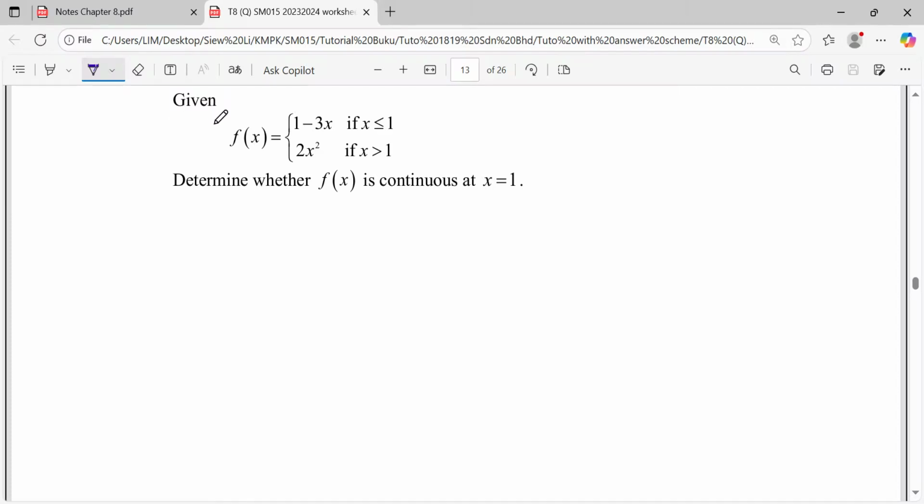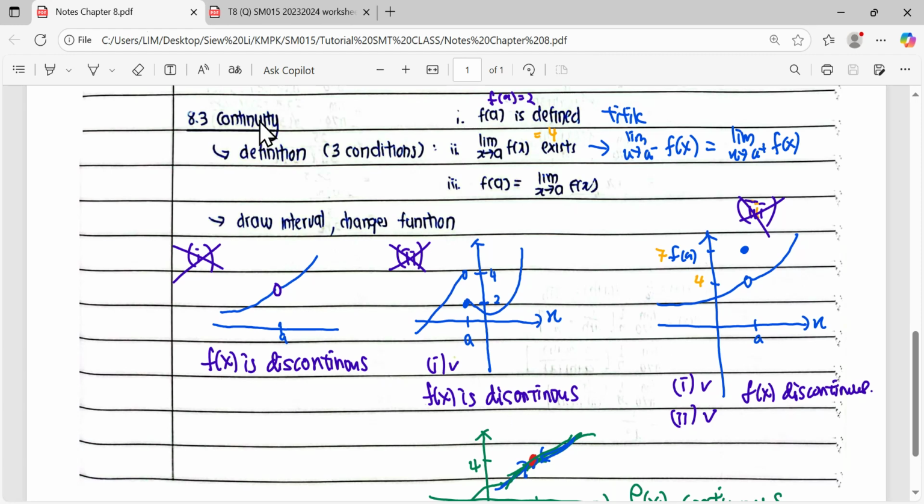Hi everyone, for this question, given a piecewise function here, we need to determine whether this function is continuous at x equals 1. In the concept of continuity, when we want to identify whether a function is continuous or not, we need to go through these three conditions. The first one: we have to identify whether the point is defined, meaning the point exists or not on the dot. Then we need to find whether the limit as x approaches a for the function exists. If the point and the limit exist, and the third condition, they are equal to each other, then only can we say that the function is continuous.